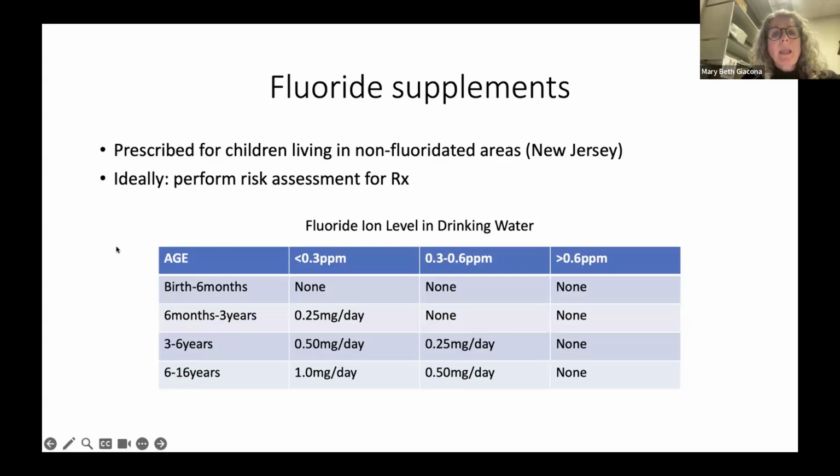And ideally, we do want to perform a risk assessment, because this is a prescription. Now we're entering the realm of prescription medication. We want to make sure that we're really identifying those individuals that are at high risk for dental disease and prescribing accordingly.